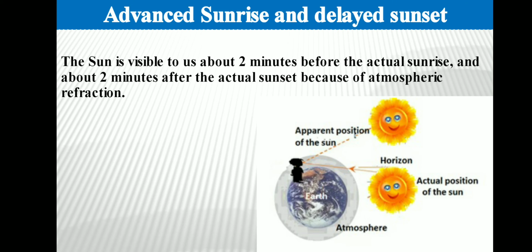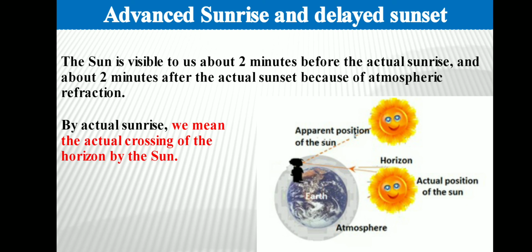It is also the same matter of actual position and apparent position of the sun. In this figure you can see the person is watching the sun from here, the apparent position of the sun is here and the actual position is here. So due to atmospheric refraction, this phenomenon happens because the refractive index varies from place to place.